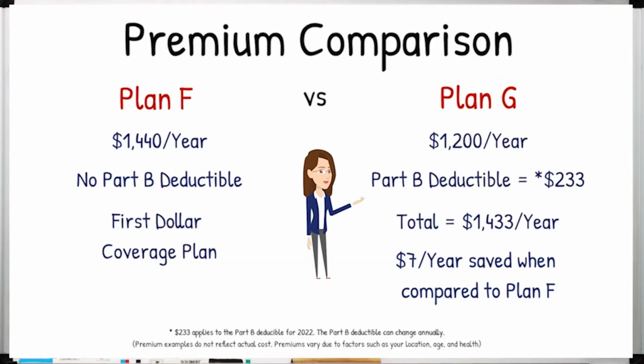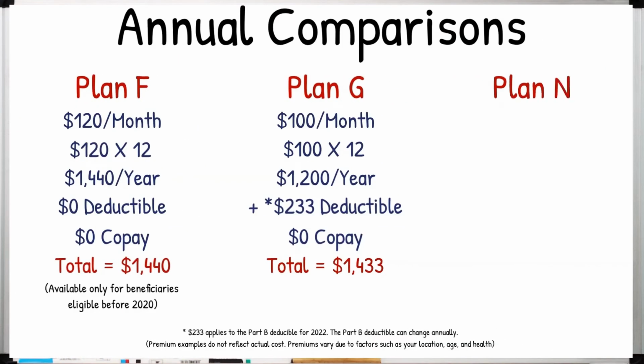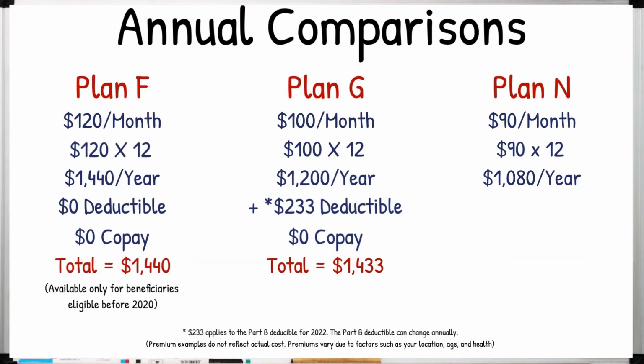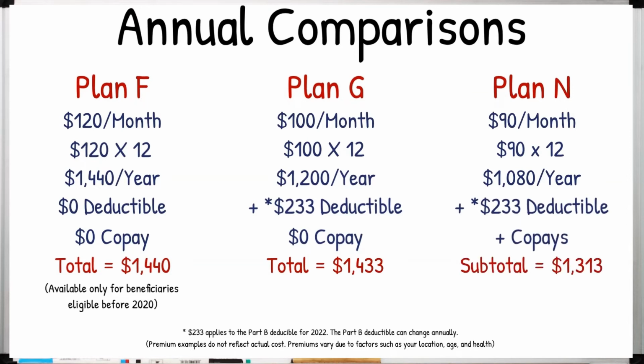Now let's give an example of the monthly premiums for Plan N. Let's say Plan N cost you a total of $90 each month. If you multiply that by 12, that would give you an annual out-of-pocket cost of $1,080. In addition to the $1,080, you'll also be responsible for the Part B deductible. And since Plan N is a cost-sharing plan, remember you'll be responsible for a $20 copay when visiting a doctor's office and a $50 copay when visiting the emergency room. This is important to take into consideration if you visit the doctor's office often.